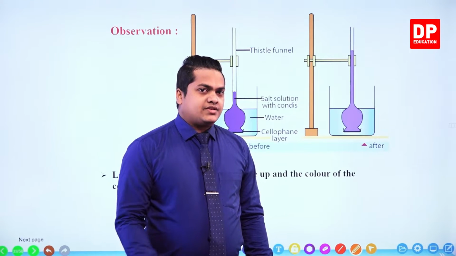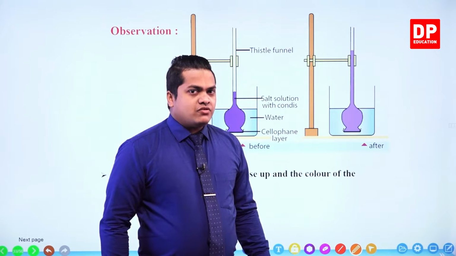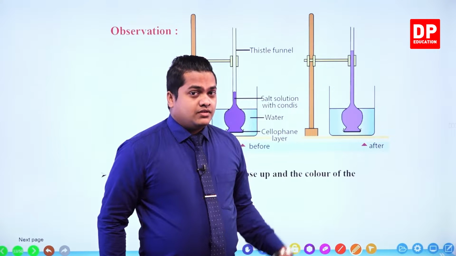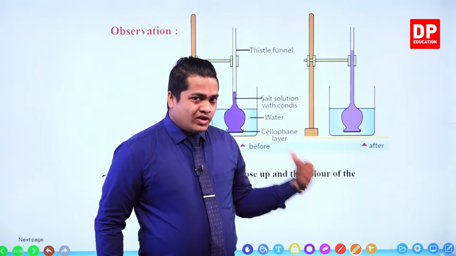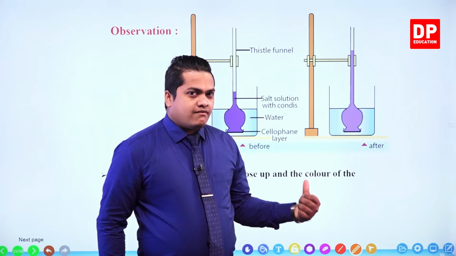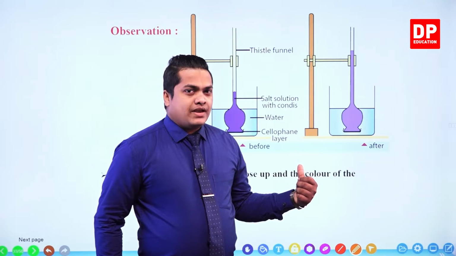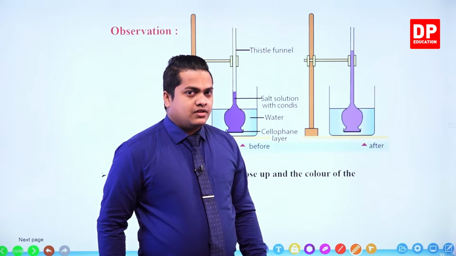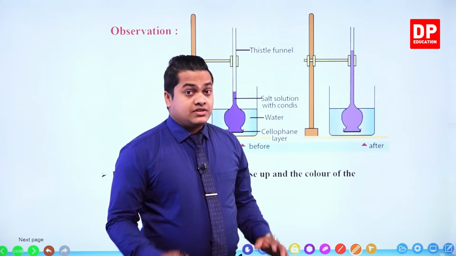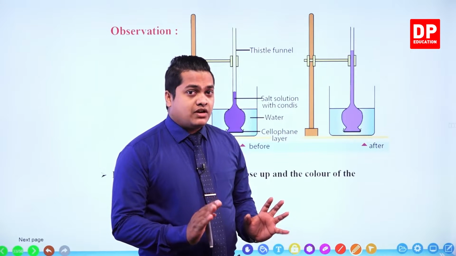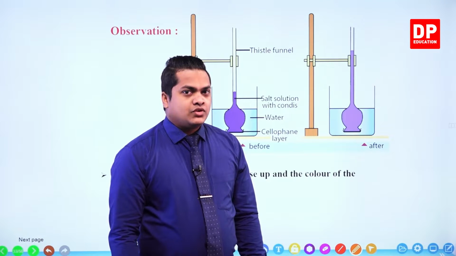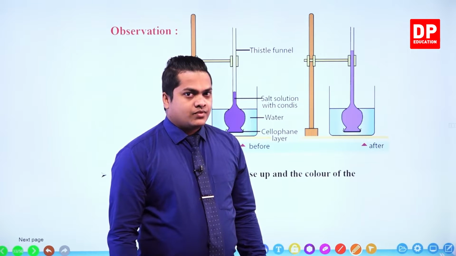So my dear children, it's clear to us that when I was conducting this activity and taking my observations, during this practical, we can clearly say that water travels through the cellophane paper towards the thistle funnel. Through the cellophane paper, it travels up, right? So this is a special kind of mechanism. Water is traveling through some kind of layer to a different place. Right then.